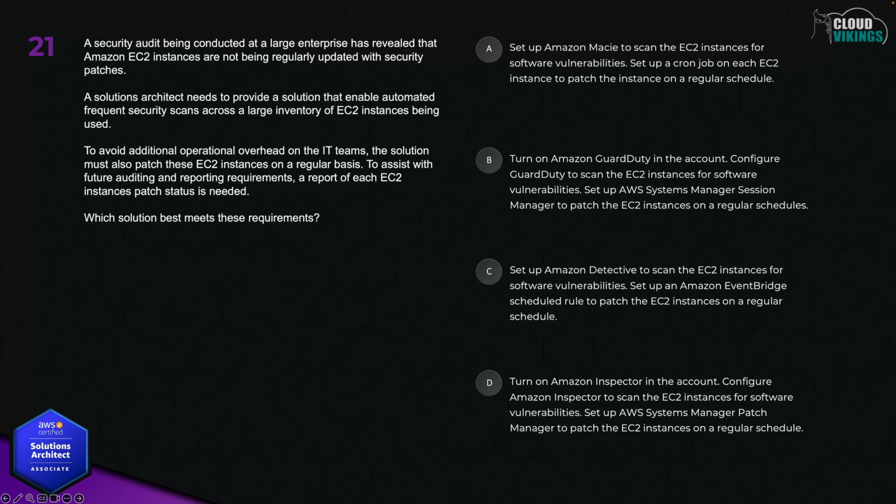D. Turn on Amazon Inspector in the account. Configure Amazon Inspector to scan the EC2 instances for software vulnerabilities. Set up AWS Systems Manager Patch Manager to patch the EC2 instances on a regular schedule. The correct answer here would be D. Turn on Amazon Inspector in the account. Configure Amazon Inspector to scan the EC2 instances for software vulnerabilities. Then set up AWS Systems Manager Patch Manager to patch the EC2 instances on the regular schedule.